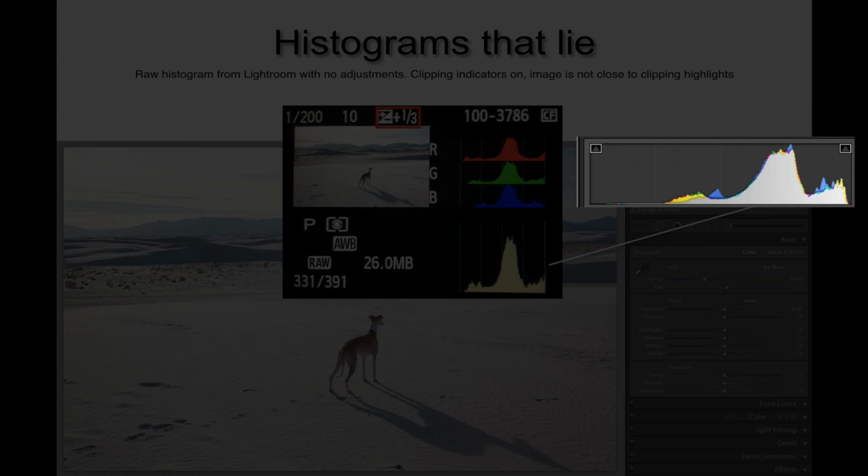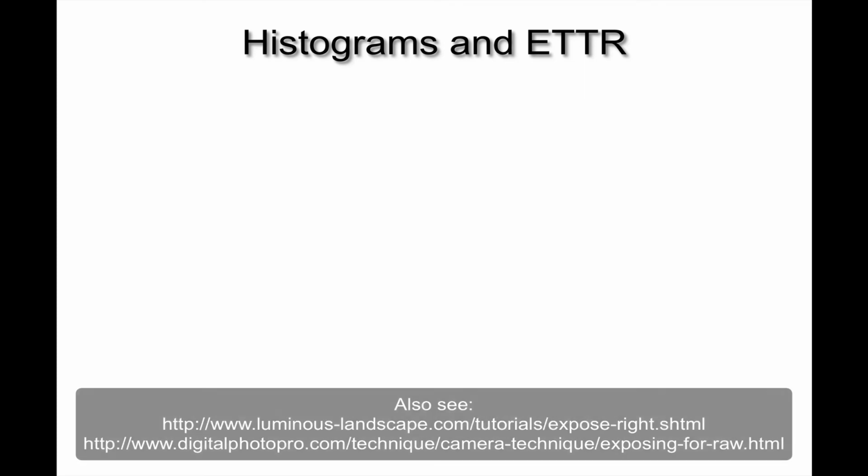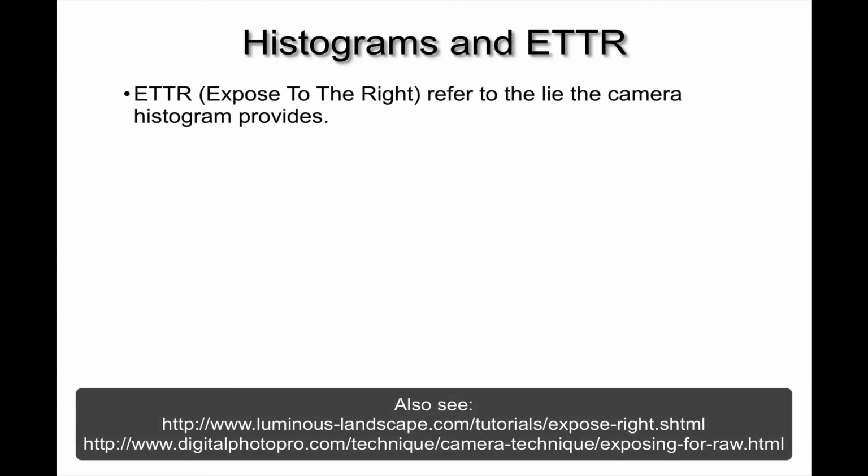So this is an example where, if you're shooting raw data on your camera, you pretty much need to disregard the histogram. It's a big fat lie. It doesn't tell you anything about the raw data. Which brings us to histograms and exposed to the right, or ETTR. The idea behind exposed to the right is to ignore, or let's say compensate for, the histogram on the back of the camera, because as you've seen in those last three slides, it's just completely wrong.